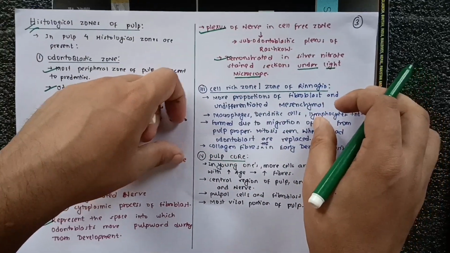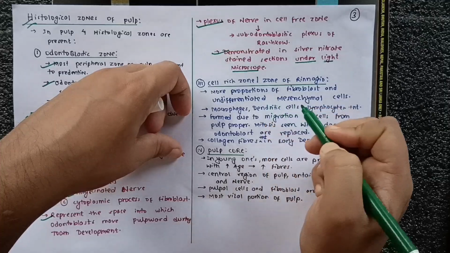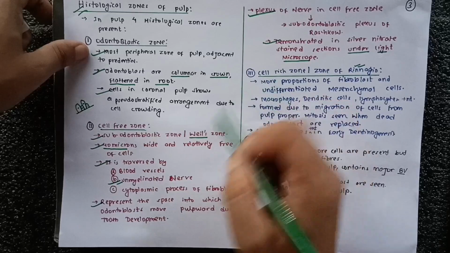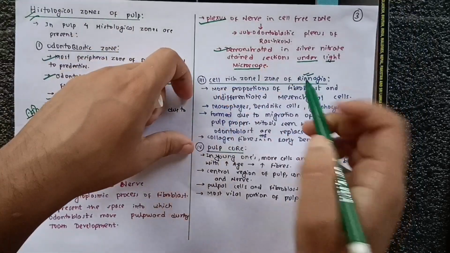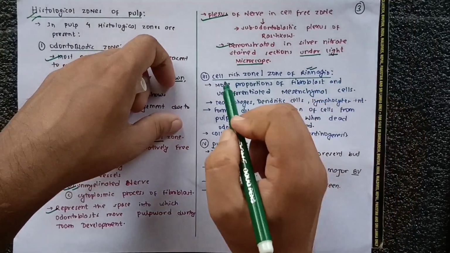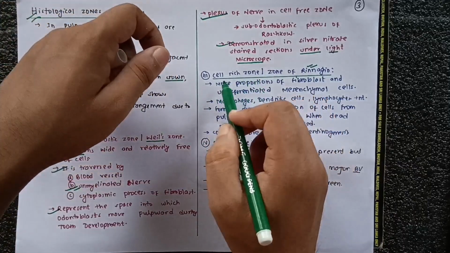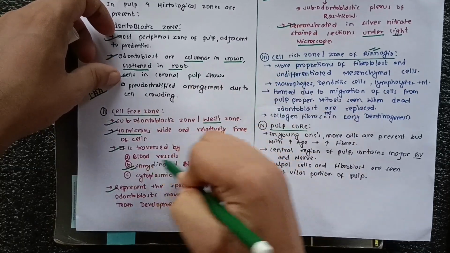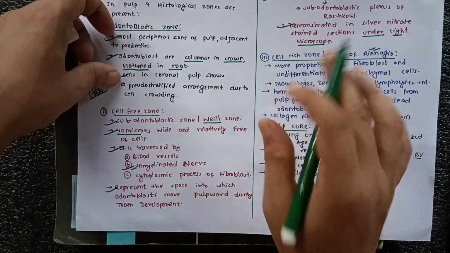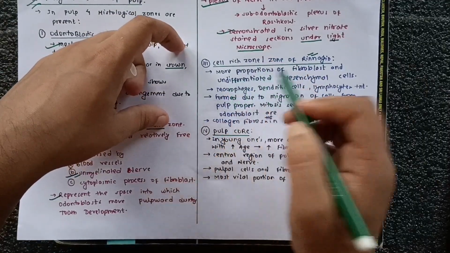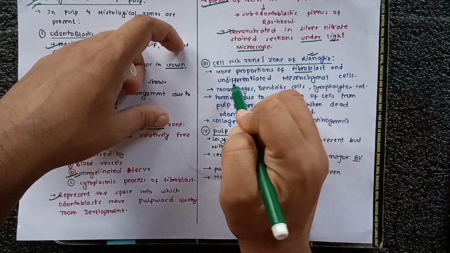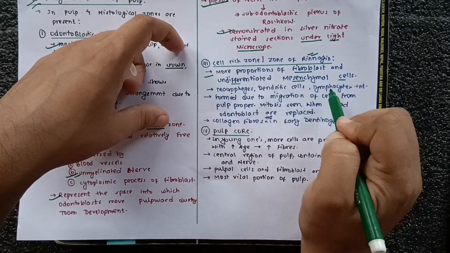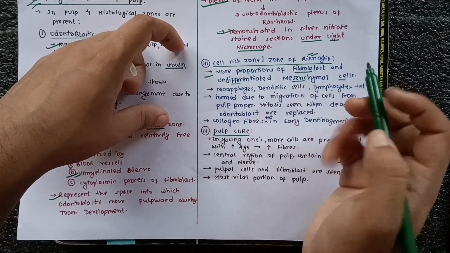And after that, there is the cell-rich zone or the zone of Hohl. So it is also called the zone of Hohl, as it is called here zone of Weil or Weil's zone. In the cell-rich zone, as the name suggests, we have lots of cells, but in the cell-free zone we don't have any kind of cell, just blood vessels, nerves and the cytoplasmic processes of the fibroblasts. But here we have different kinds of cells, like fibroblasts and undifferentiated mesenchymal cells. Similarly the macrophages, dendritic cells and lymphocytes are also present in this cell-rich zone.